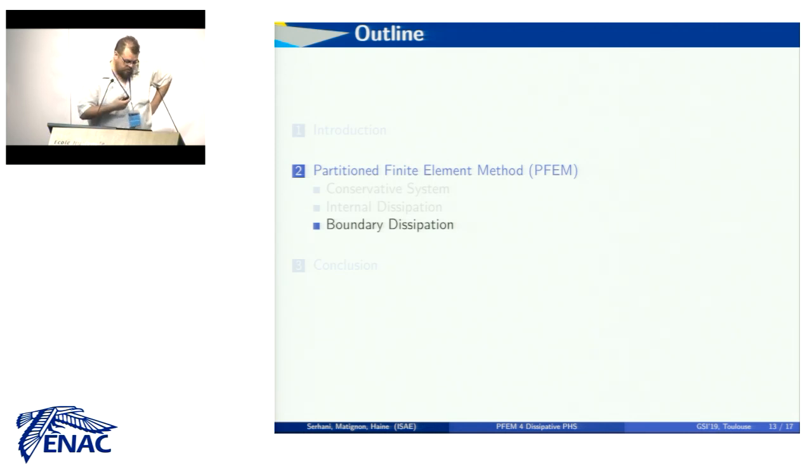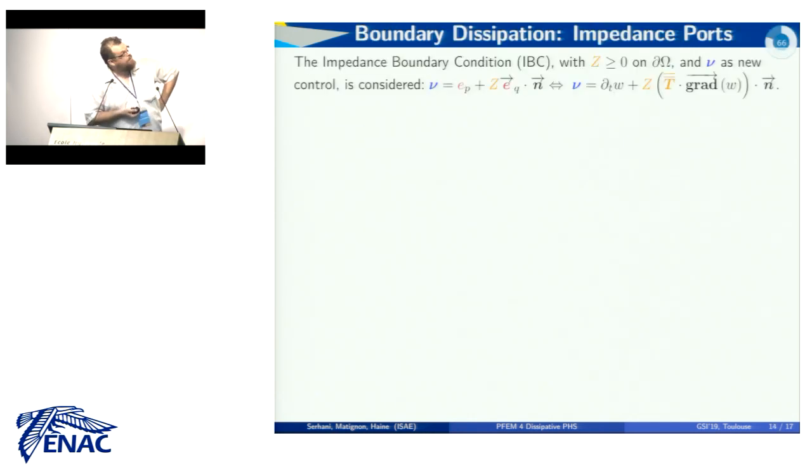Now, if we want to take into account boundary dissipation, and especially impedance boundary condition, which I will say IBC. So you have a boundary function Z, which is positive, a new control nu, and you want to apply this boundary condition. You control this boundary condition. So what is this? If Z equals 0, you come back to the previous case, and this is Dirichlet boundary condition. If Z tends to infinity, you get, in fact, Neumann boundary condition.